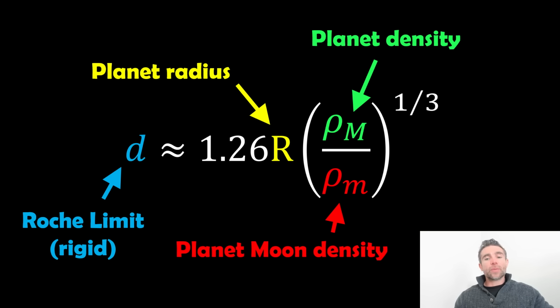And then what we do is we multiply that by the cube root of the planet density over the moon density. So again, if you've got a high or low density planet, same again with the moon, that's going to alter where this Roche limit is and how far it can actually get to the planet before it's tidally pulled apart.